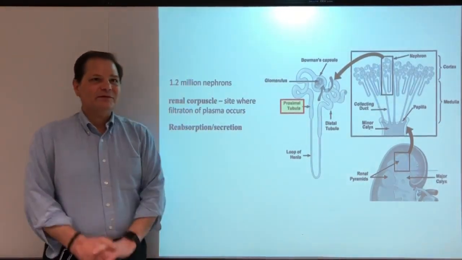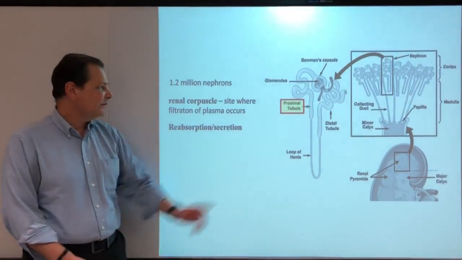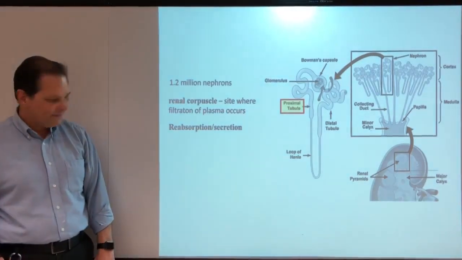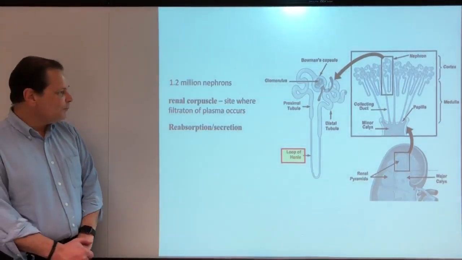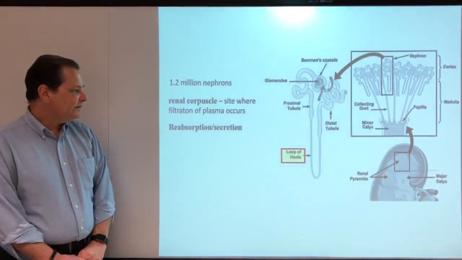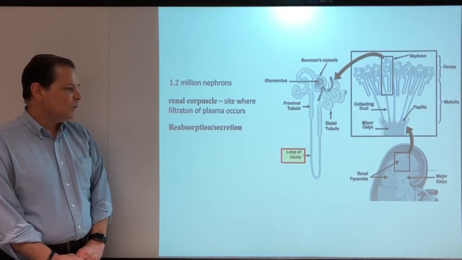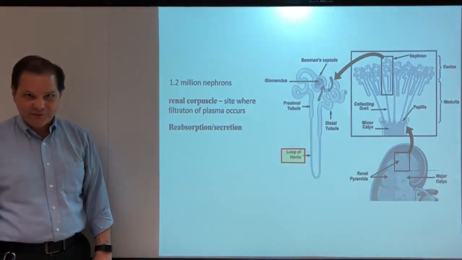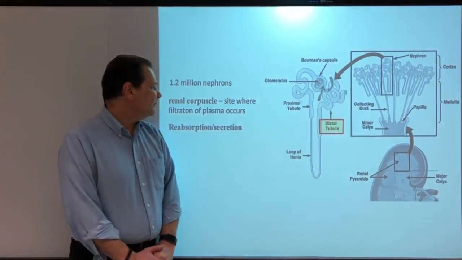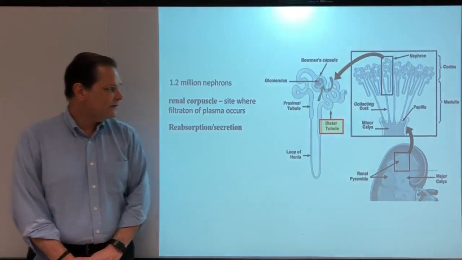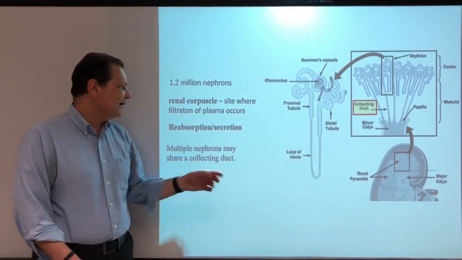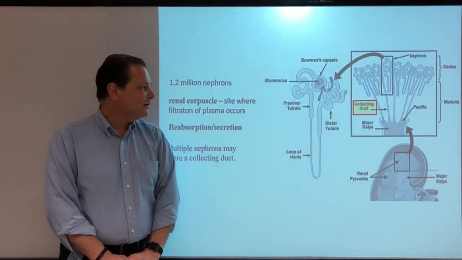If it's a waste substance or something that your body wants to get rid of, it'll secrete it and put it back in. That starts here in the proximal tubule and continues on to the rest of the nephron. The loop of Henle is a specialized portion of these tubules. This is where a lot of your water transport takes place, so we'll be talking about that in a great deal of detail. And then you enter the distal convoluted tubule. Once again, more reabsorption and secretion. And then you enter the collecting duct. And usually you have a lot of nephrons that will empty into one collecting duct.